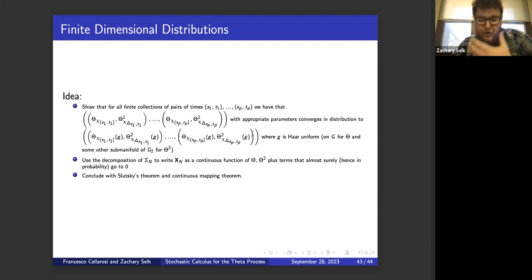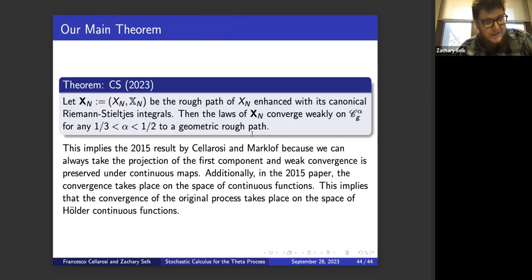And then what you do is you write the second component as a composition of theta 1 squared and this theta 2 process, plus some diagonal terms that go to 0. And then Slutsky's theorem and continuous mapping theorem shows the weak convergence. And I'm going to conclude with saying the main theorem we have again is that if you take this theta process xn, you enhance it with its canonical Riemann-Stieltjes integrals, then the laws of this converge weakly on the space of geometric rough paths to a geometric rough path, right?